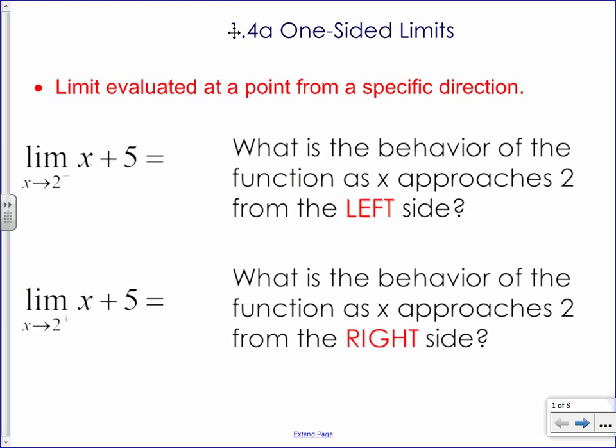We're going to talk about one-sided limits. So far we've been looking at limits where the limit exists if it's the same from both the right and the left. Well, now we're actually going to define what a right-hand limit is and what a left-hand limit is.